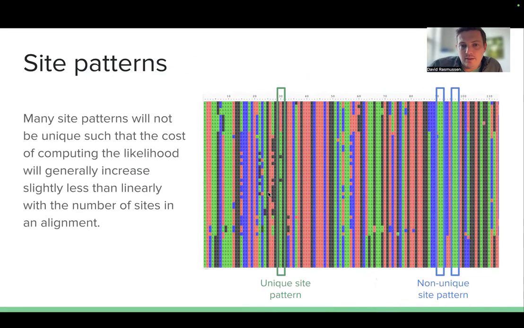So we have sites that have unique patterns that only occur once in an alignment, but we often also have many site patterns that reoccur multiple times across an alignment. And we don't actually need to compute the likelihood of these non-unique site patterns over and over again. As long as we compute it for one site with, say, all A's or all T's or all C's, we can reuse that likelihood over and over again for all sites that share the same pattern of nucleotides across individuals.